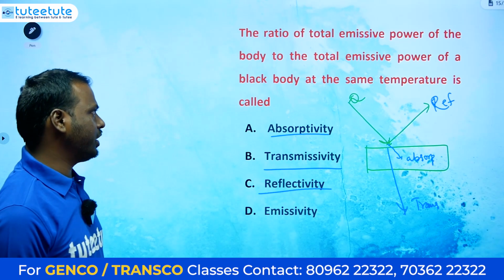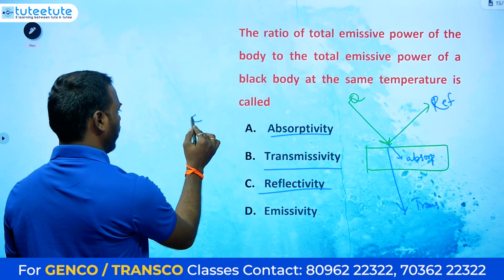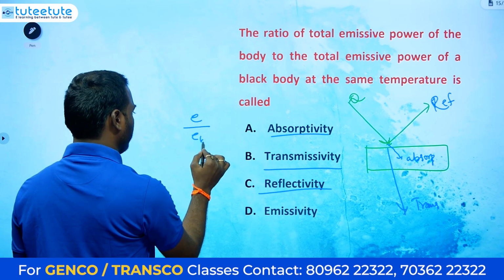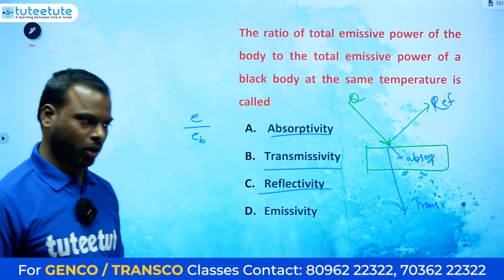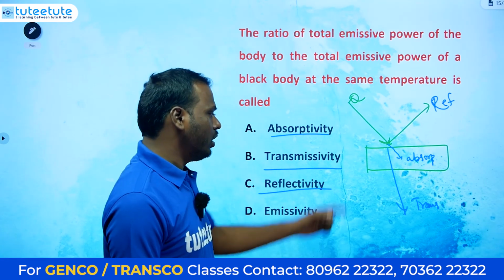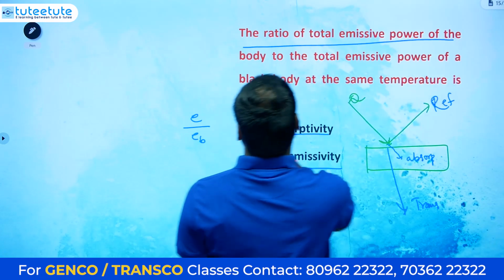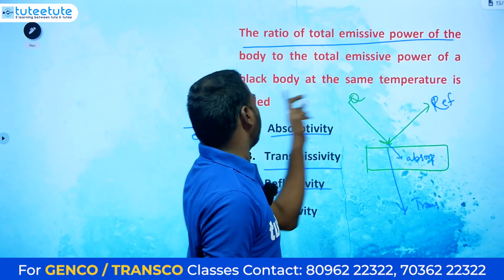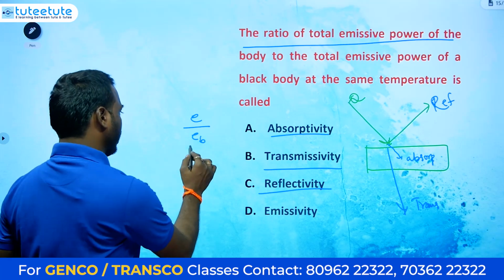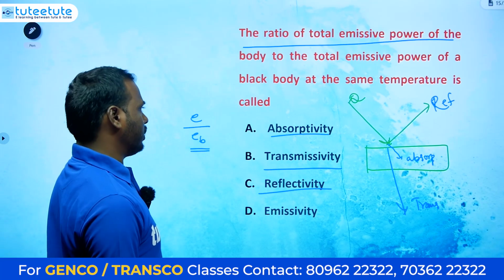Here what he has given is the ratio of emissive power of the body to the emissive power of the black body. What is meant by black body? If the total incident energy is absorbed, the ratio of the total emissive power of the body to the emissive power of a black body. Here he is asking about this one, E to the EB.